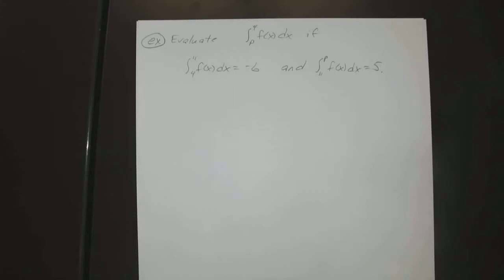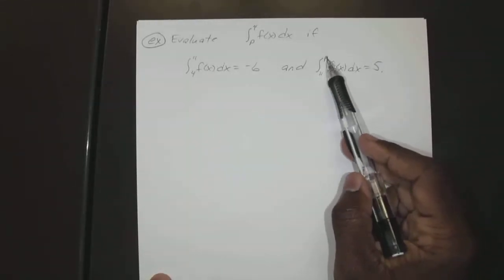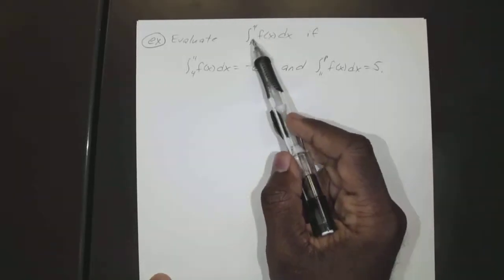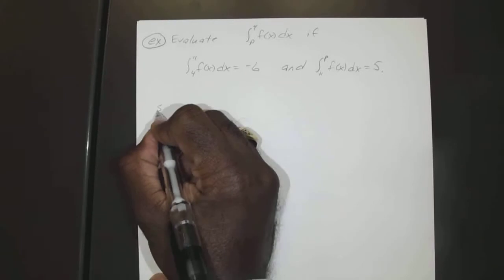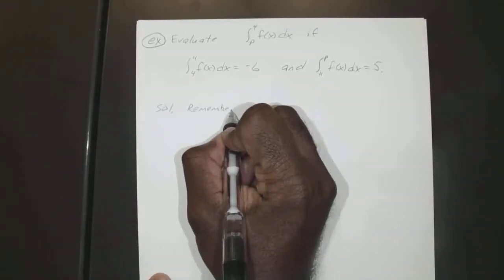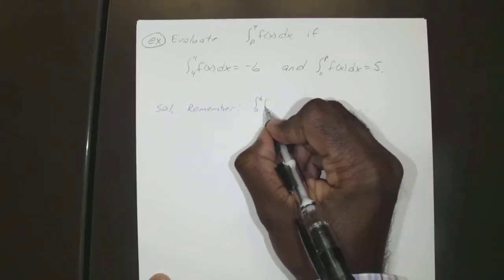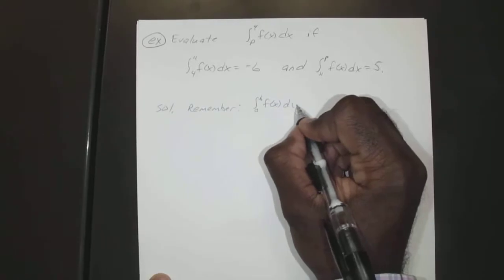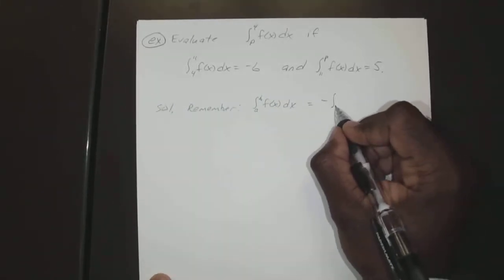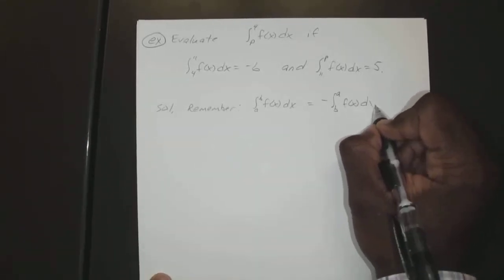Okay, so you notice here we have from 4 to 11, and we have from 11 to p. But here we have from p to 4. So we want to switch those two up. So you want to remember that the integral from a to b of f of x with respect to x is equal to the negative of the integral from b to a of f of x with respect to x.